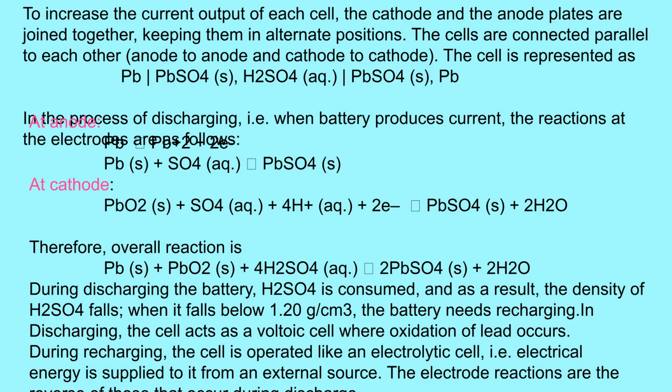During discharge, the battery produces current, and reactions occur at the anode and cathode. Sulfuric acid is consumed, and when its density drops below 1.20 grams per cc, the battery requires recharging. Recharging reverses the discharge reactions.